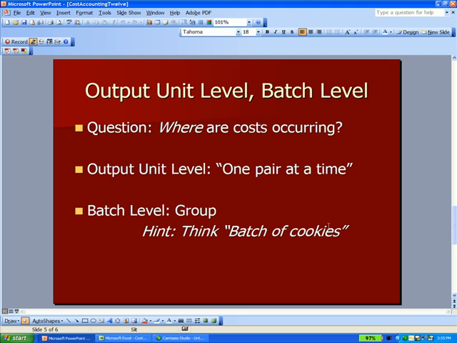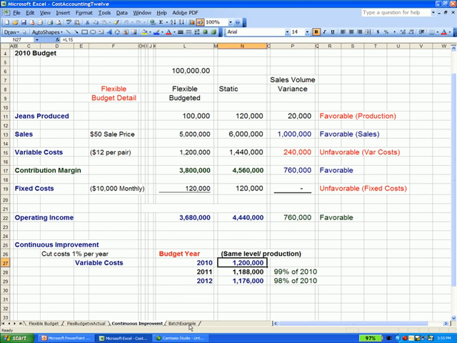But another way to look at it is per batch. You may be incurring costs on things, manufacturing and producing things, once they're in batches, once they're put together in groups. And I want you to think about making a batch of cookies from a recipe to help with this example.